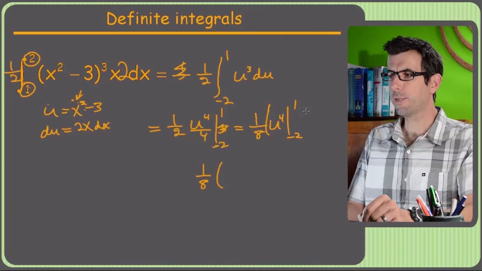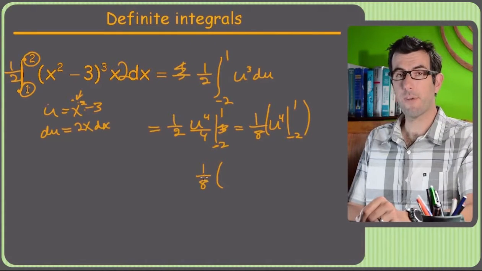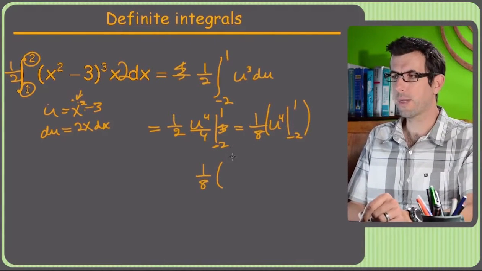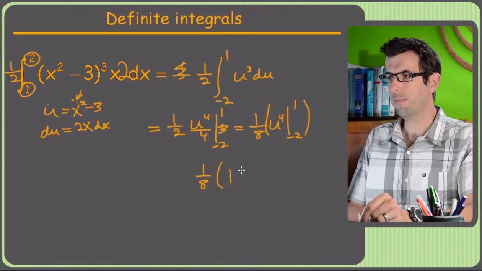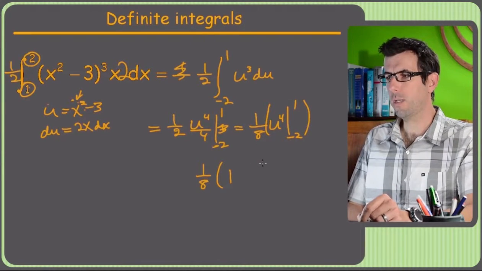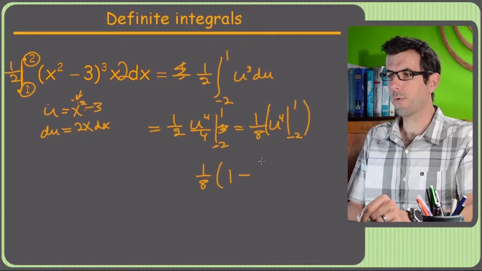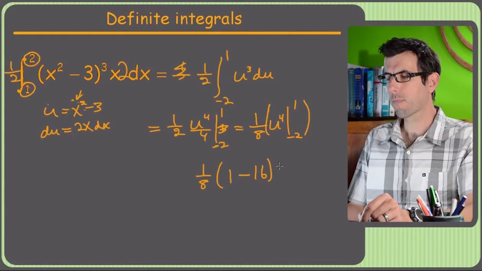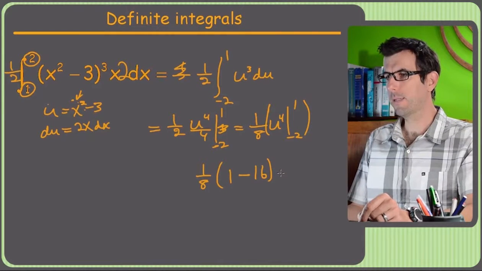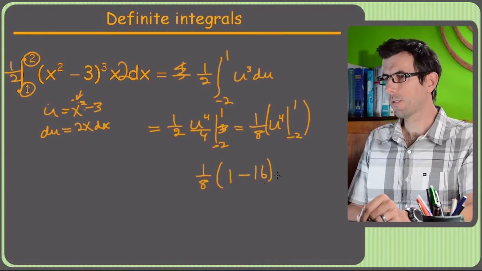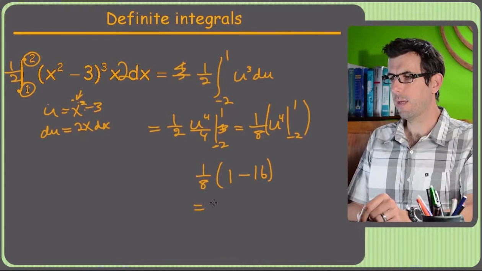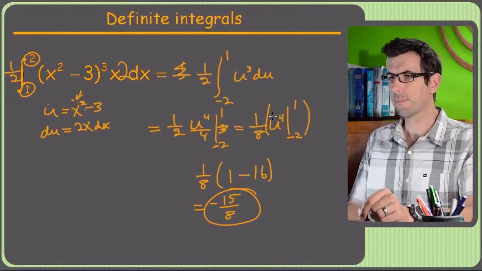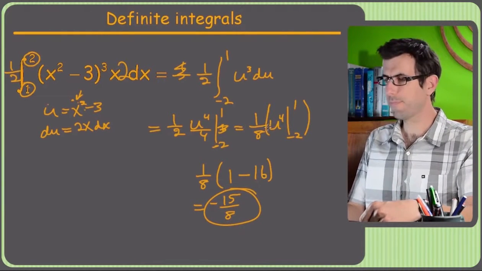And you notice I'm doing this in parentheses, so I'll put the 1/8 out front, and then I'll do my definite integral in here. So u to the fourth is 1, 1 to the fourth is 1, minus negative 2 to the fourth, which is 16, over 8. So that is going to leave me with negative 15/8. All right, peachy keen.